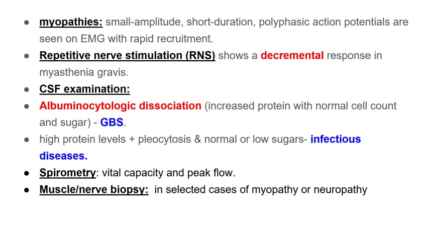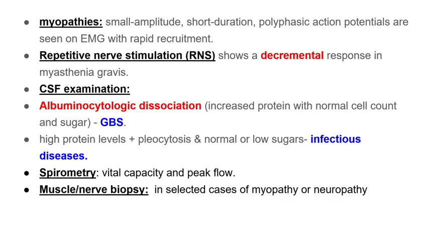So in myopathies, there will be small amplitude, short duration, polyphasic action potentials seen on electromyography with rapid recruitment. Repetitive nerve stimulation study shows a decremental response in myasthenia gravis and an incremental response in Lambert-Eaton myasthenic syndrome. In CSF examination, albuminocytologic dissociation, which is increased protein with normal cell count and sugars, will be present in GBS. High protein levels with pleocytosis and normal or low sugars will be present in infectious diseases.